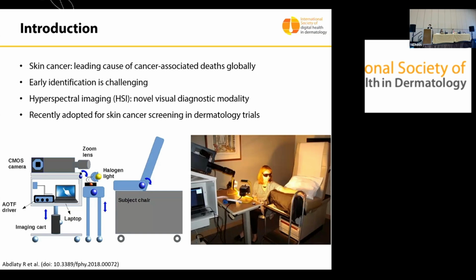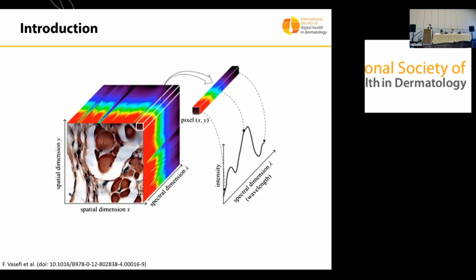This image is an example of how the HSI system can be set up. Here in this image, we can see an example of an image. The image is basically broken down into pixels, and each pixel has an entire wavelength, which is broken down into hundreds and thousands of bands compared to the usual red, blue, and green. So we can get significantly more information from the image that we get.